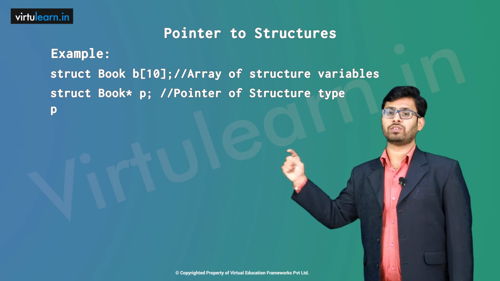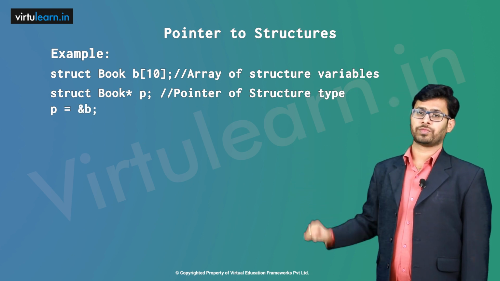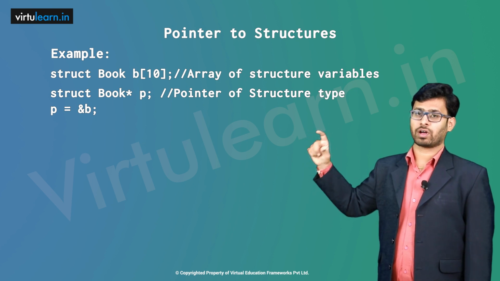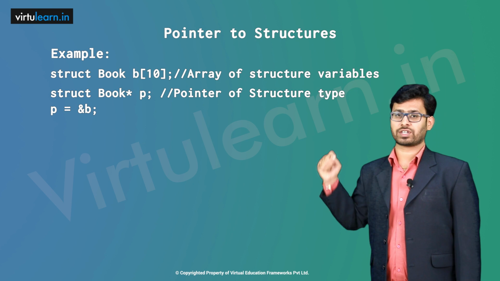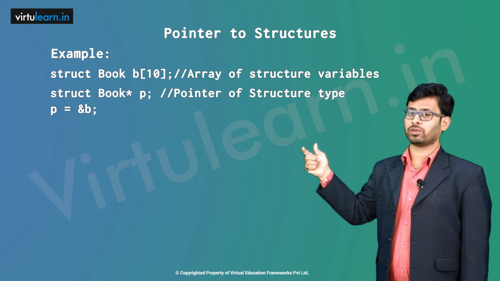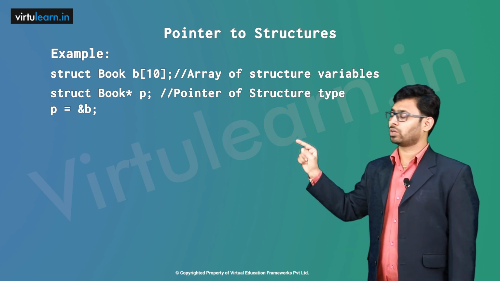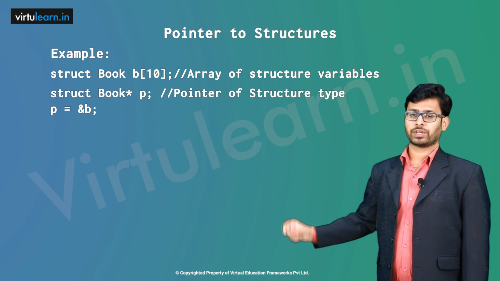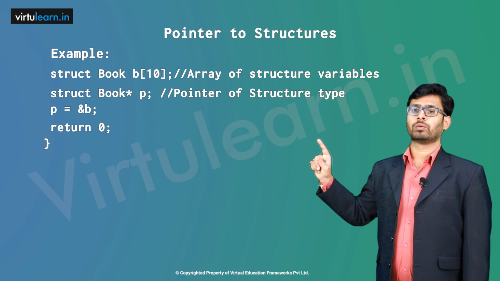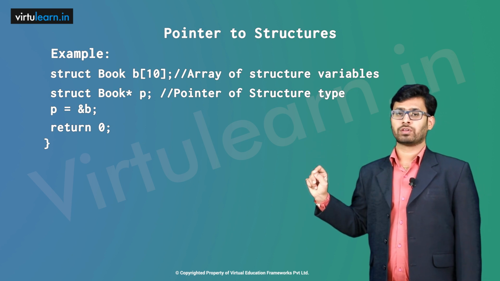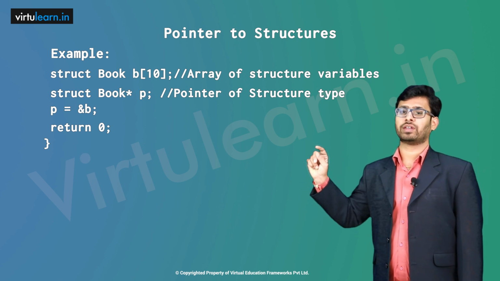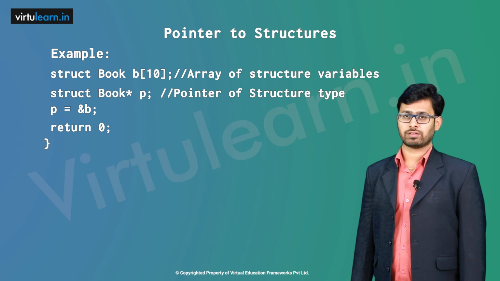Now here I am writing P is equal to address of B. So you can clearly observe within this particular example there is a concept of pointer to an individual structure and pointer to a group of structure variables, that is represented using arrays. So P is equal to address of B. Next return 0 followed by close. So this is how you assign a pointer to a structure type for a single variable, and you are also assigning a pointer to a structure type where there is an array of structure variables.